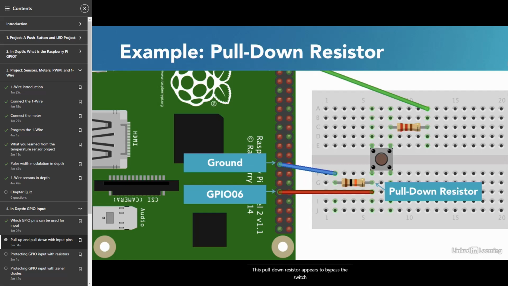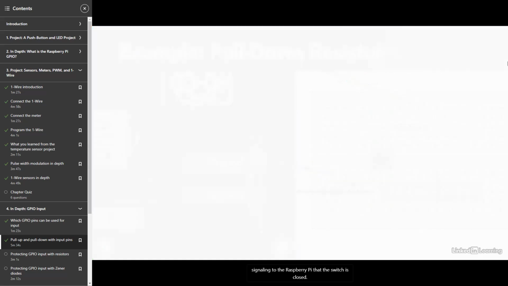This pull-down resistor appears to bypass the switch by creating a circuit from GPIO 06 through the resistor to ground, but that's not what it's doing. Instead, the pull-down resistor pulls the voltage to 0 until the switch is closed. At that time, 3.3 volts DC flows through the switch. A small part of that voltage goes to ground through the resistor, but a majority goes to GPIO 06, signaling to the Raspberry Pi that the switch is closed.